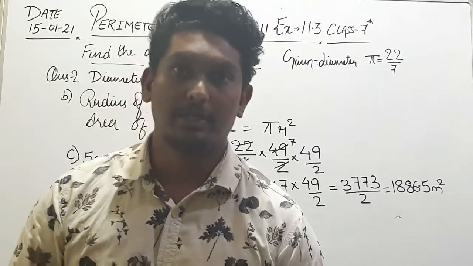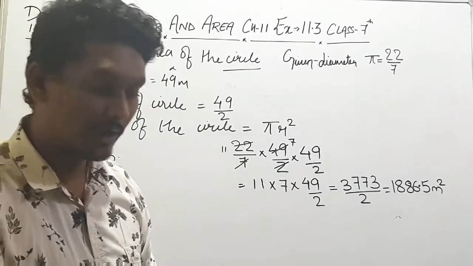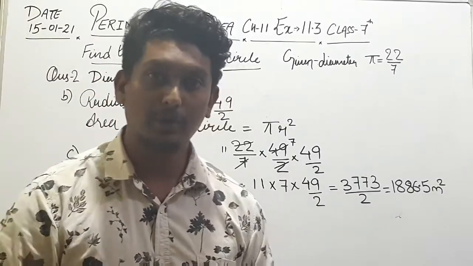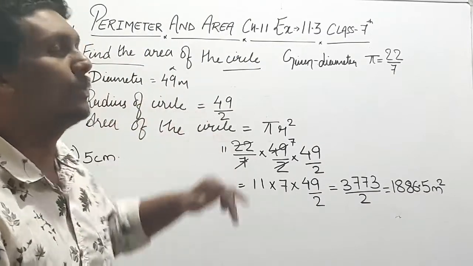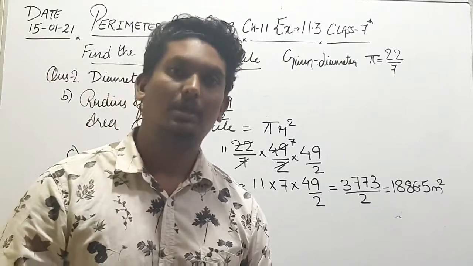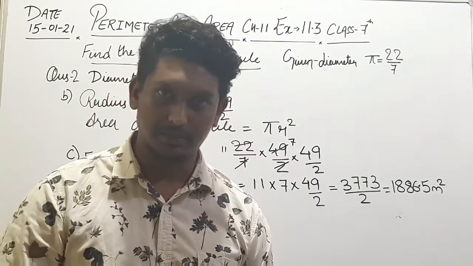Okay, now come to the next question. That is 40. Diameter is given: 49 meter. Okay, in the previous question, radius was given to you, but in this question, diameter is given to you. In such type of question, when diameter is given to you, there you have to find the radius first.